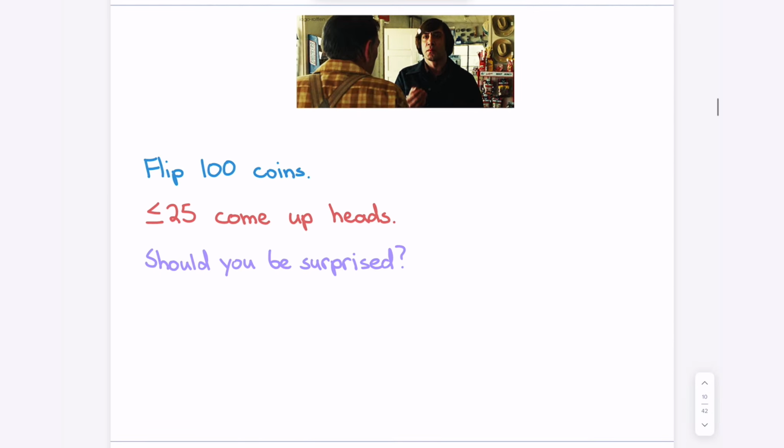How about this? You flip 100 coins, and at most 25 come up heads. Should you be surprised? There are two ways to look at this. The mode is 50, and the average is 50. So 25 and less are each less than half the average, so they're kind of far from the average. But on the other hand, I'm giving you 26 possibilities: 0, 1, 2, 3, all the way up to 25. You expect them to be individually smaller than the 50 number, but you get 26 of them.